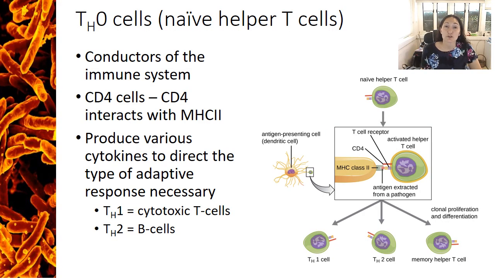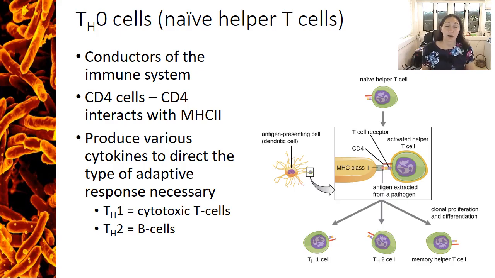The adaptive immune response is going to start with activation of helper T cells. Your helper T cells are called helpers because they're the ones that are actually going to conduct the rest of the adaptive immune response. They're the ones that say, this seems to be this type of pathogen, we're going to need this specific response to it. Often you'll see them written as TH0. Those are called naive helper T cells because they haven't been activated yet.